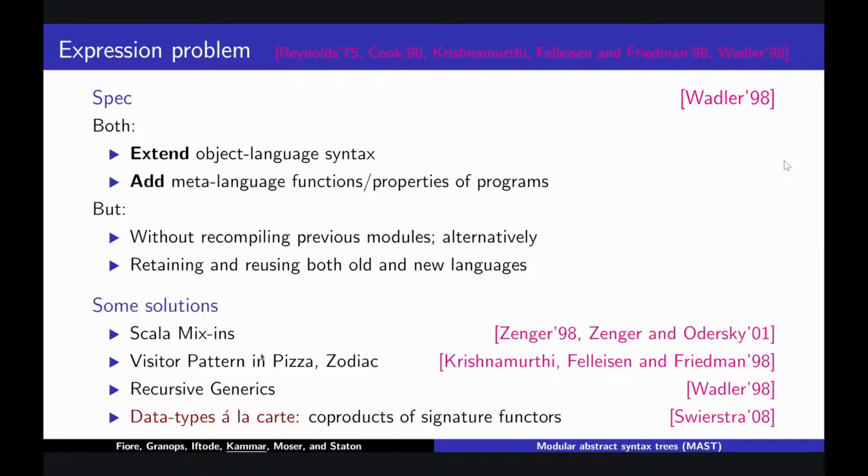And even as you wrote it, there were existing solutions. I think this was an early instance of Scala mixins, if I'm not wrong. Krishnamurthi, Felleisen and Friedman had a visitor pattern in Pizza, and then I think Zodiac was the language that they implemented the other way around. And in that post he suggested a solution based on recursive generics, and about 10 years later, Wouter Swierstra suggested data types à la carte using coproducts of signature functors. And I'm happy to learn more history to inform this slide or future versions of the paper.